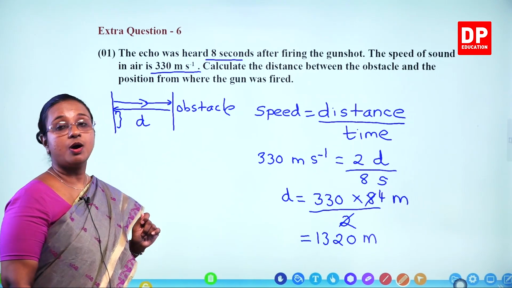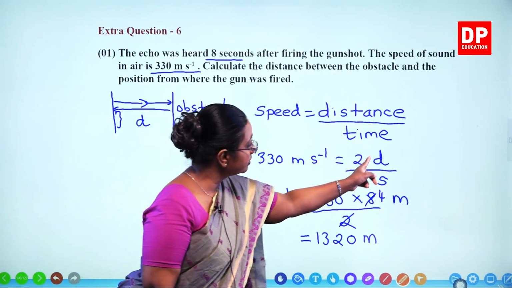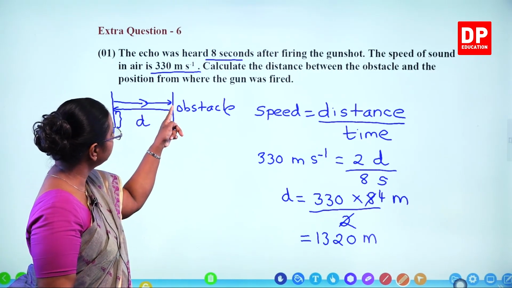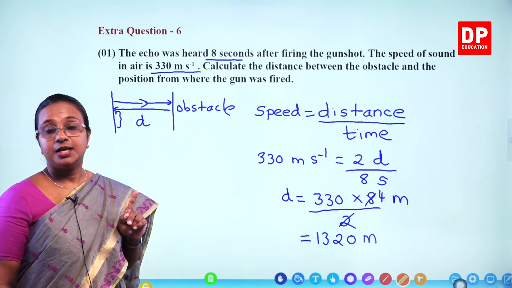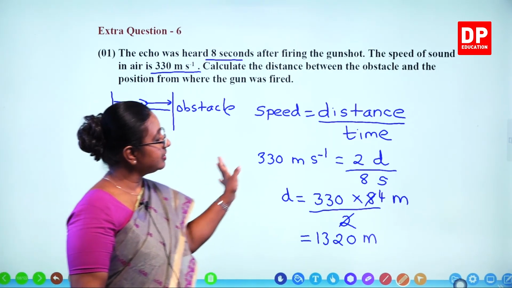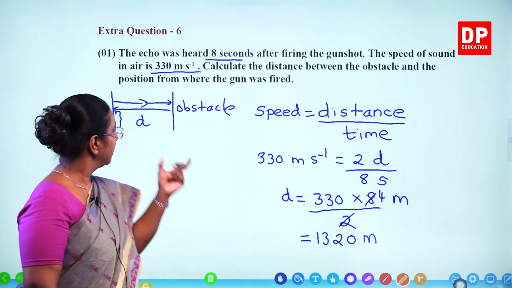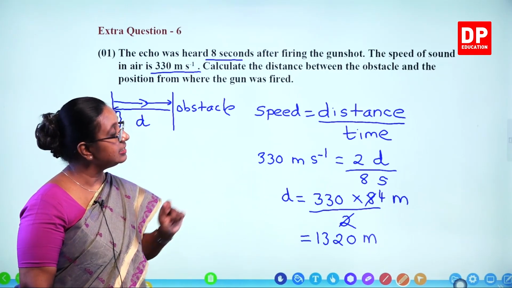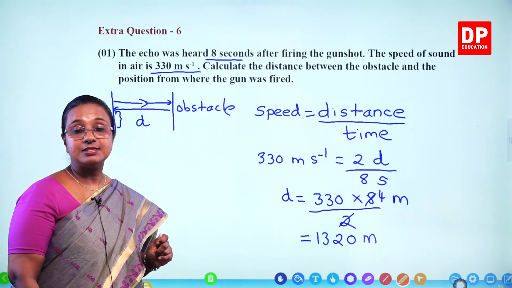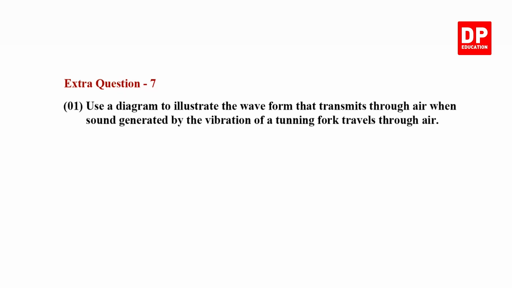That is the distance between the person and the obstacle, or the place from where the gun was fired and the obstacle. As I told you all students, if you don't substitute as 2D, you will get the distance from here to there and back to the initial point. So there you have to divide it by 2. Otherwise, it's always better to substitute with 2D there. This is distance D, and the distance traveled by the sound is 2D. Then you get the answer directly. With that, I will move on to the next question.